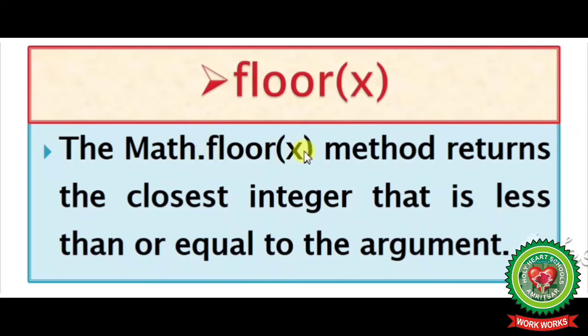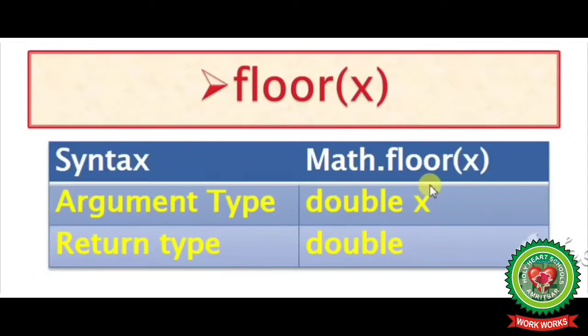The next is floor(x). The Math.floor(x) method returns the closest integer that is less than or equal to the argument, which means whatever argument you accept in decimal type, you take the lesser integer than it. Here, if you accept 46.6, then your answer will be 46, which is less than the argument. See, the syntax is Math.floor(x). Here again the argument type is double x, which means you accept the argument in the double data type and the return type will also be double.